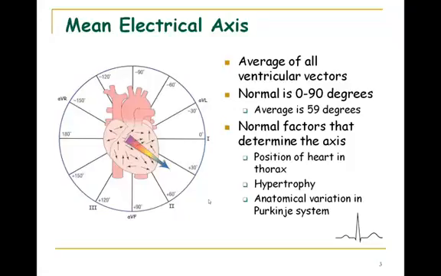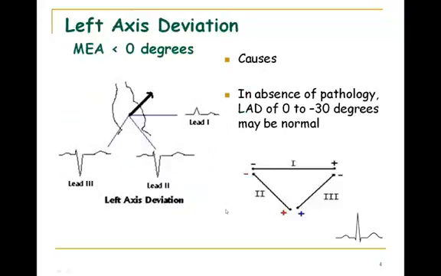Well, what can change or shift the mean electrical axis? I'm going to give you some examples. I'm going to start off with the example of what we constitute a left axis deviation. A left axis deviation is a mean electrical axis that is less than 0 degrees.